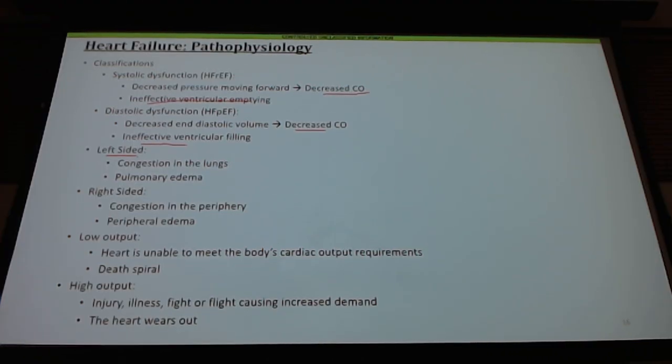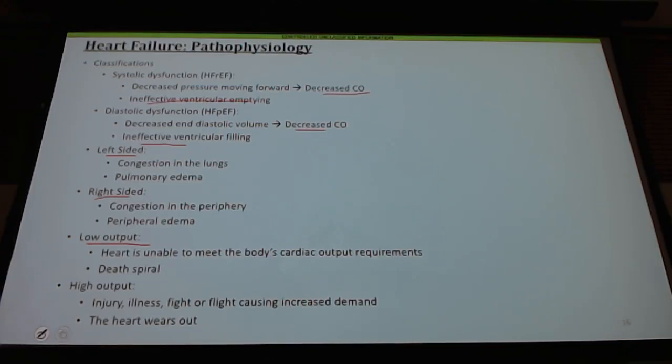When I talk about left-sided heart failure, the symptoms I'm going to typically see are going to be things affecting the lungs, so pulmonary edema, pulmonary congestion. Right-sided heart failure is going to be peripheral venous things, so jugular venous distension, peripheral edema, gut edema. Those are going to be the typical signs you're going to see. If I talk about a low output heart failure, this is kind of the typical heart failure we think of, where you have that low cardiac output.